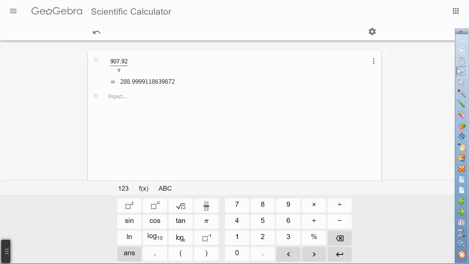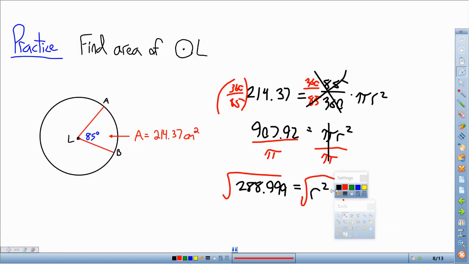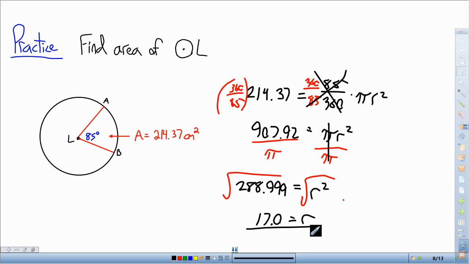All right, so back to my calculator. I'm going to take the square root. So clicking on the next input is what this thing requires. Square root of my answer. And I'm getting a 16.99. Now I'll round this thing. So the 9 is going to round up. It's going to round this up to a 17.0. Okay, so there's my radius, but that's not what they're asking for.